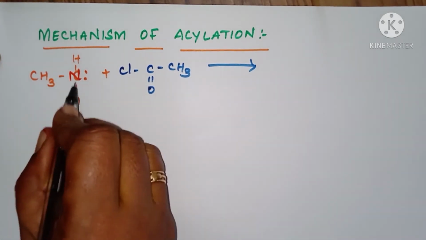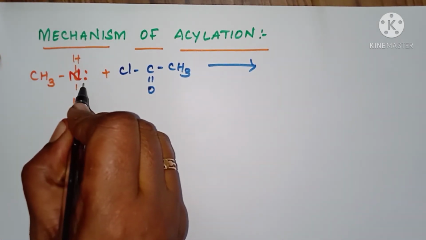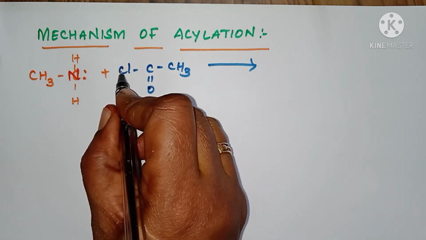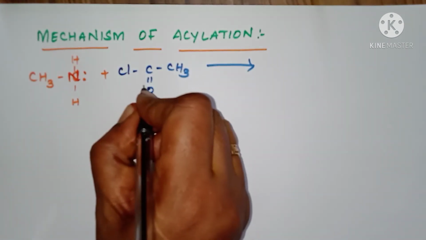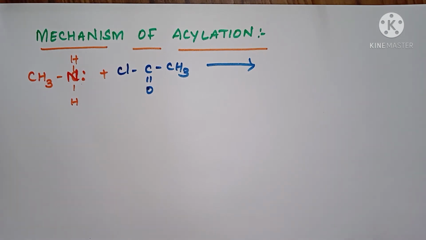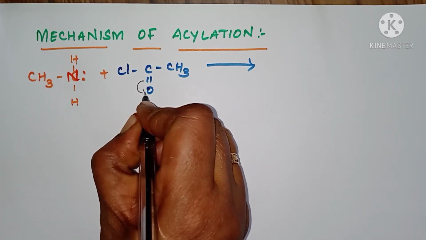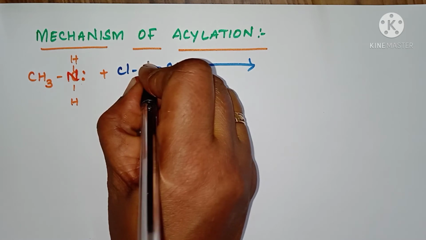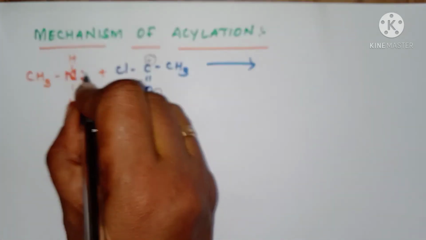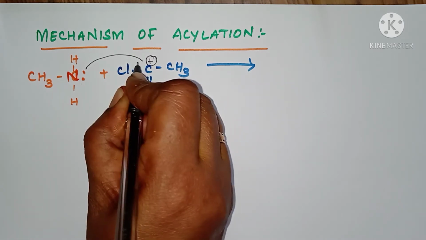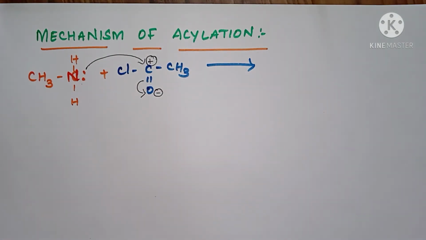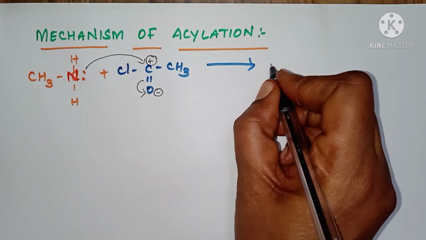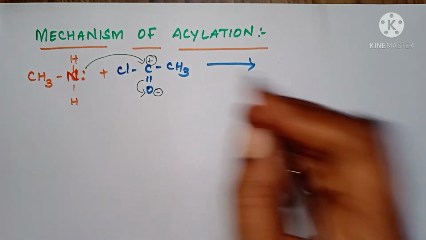See here, CH3NH2 with a lone pair of electrons, and acetyl chloride, CH3COCl. Now you know very well oxygen is more electronegative, so it pulls the electrons towards itself. When it pulls the electrons towards oxygen, oxygen gets a negative charge and carbon gets a positive charge. So this lone pair is attracted towards the carbon, which means a nucleophilic substitution reaction takes place. Here you will get H plus and Cl minus ions.